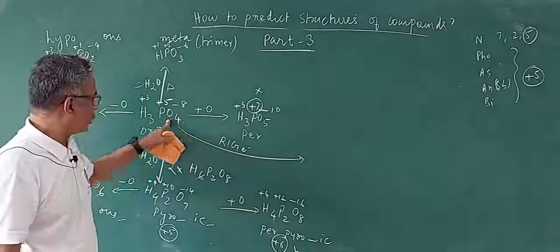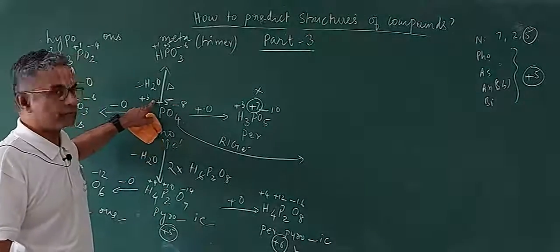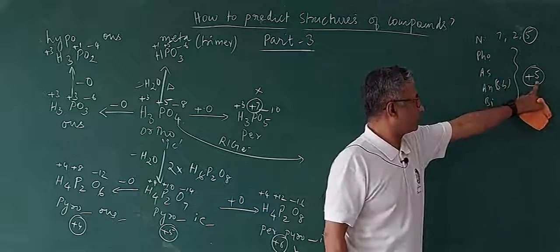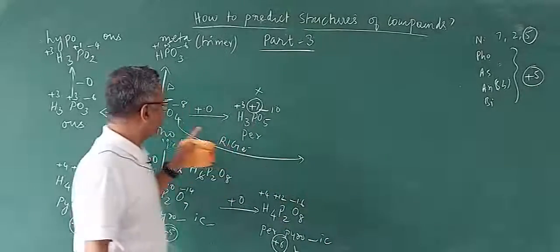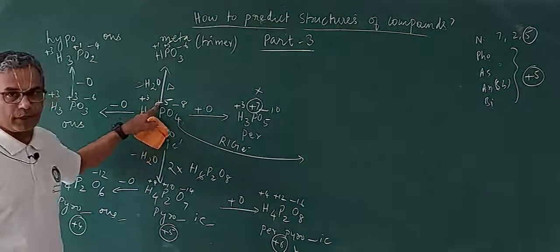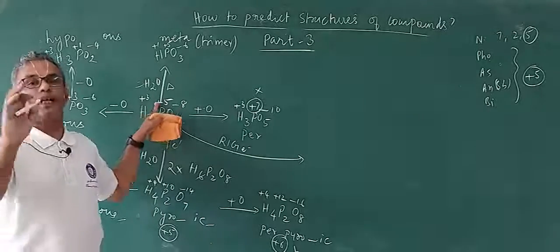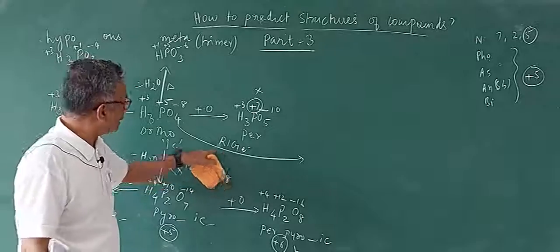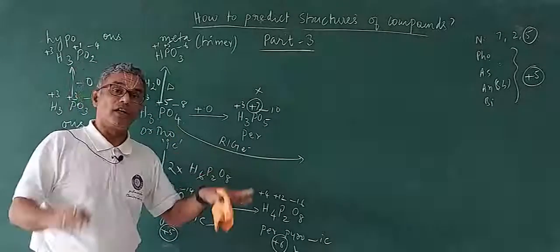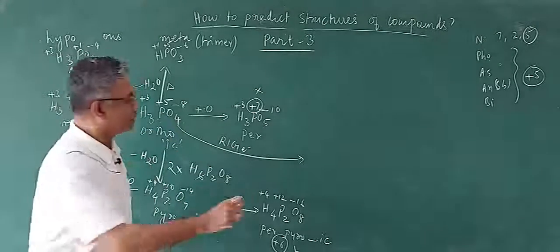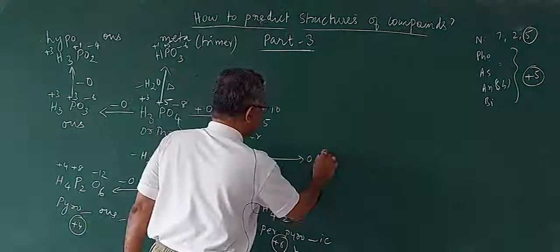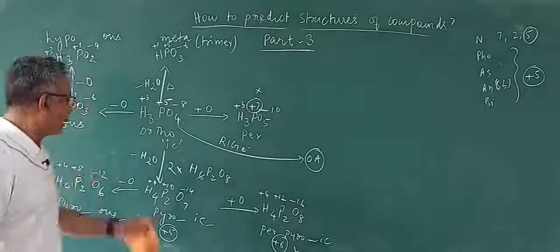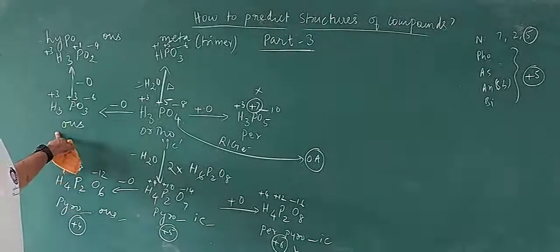Why? As I told you, because phosphorus is in plus 5 oxidation state and the total valence electrons of phosphorus is 5, and since the phosphorus has lost all the 5 electrons, it cannot lose any more electrons. Therefore, it can only gain electrons. That means H3PO4 can undergo only reduction, which means it will act as an oxidizing agent. Okay. Now, you can apply the same logic to these compounds.